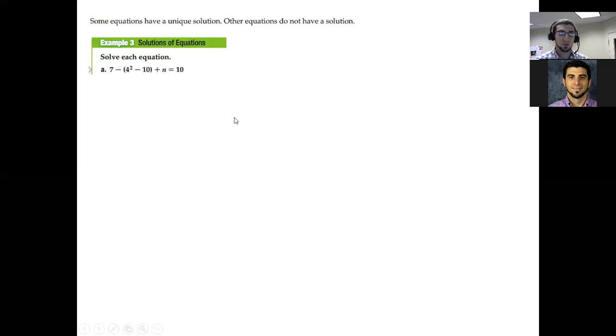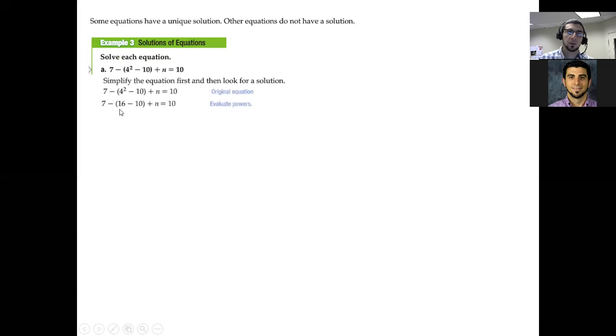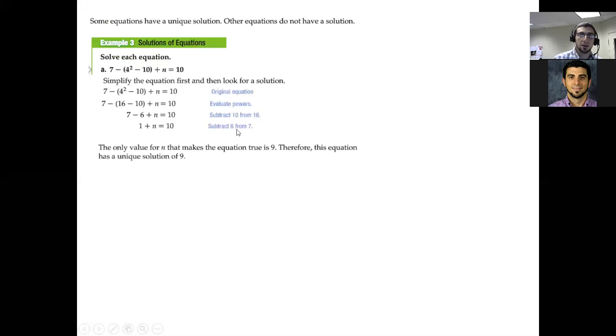So let's go ahead and use the order of operations. Inside the parentheses, we have exponents. So 4 squared, replace that with the 16. Still inside the parentheses, so you do the subtraction, which is 6. 16 minus 10 is 6. Now you have addition and subtraction, so you're going to apply the subtraction first. 7 minus 6 is 1. 1 plus n is 10. And then the only value for n that makes the equation true is 9, because 1 plus 9 is 10. So therefore, this equation has a unique solution. In other words, there's only one answer that's going to work. In this case, it's 9.